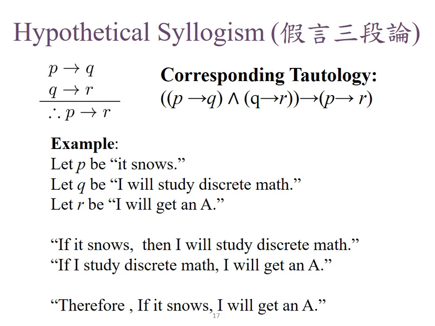Next one, hypothetical syllogism. Okay, if P then Q and if Q then R, then we can have the conclusion if P then R is also true. If you don't believe it, you can verify this by the truth table to see it is a valid argument.